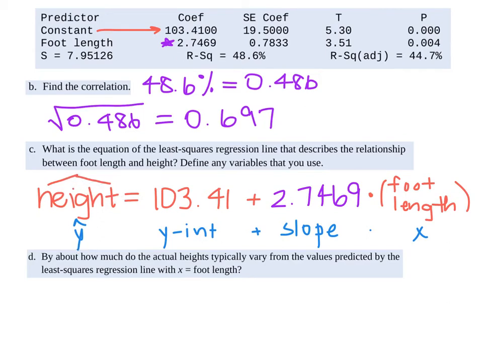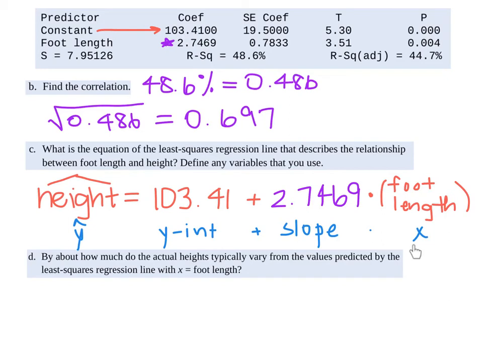Now you can put the slope times x first and then add the y-intercept, like mx plus b, but typically it's b plus mx. Just however you want to do it, it's okay. So this would be our y-intercept first. That's going to be that 103.41. Because there are two zeros after it, I leave them off. You could include them. And then we're going to add our slope. So that is our foot length. 2.7469, that slope, that average there.